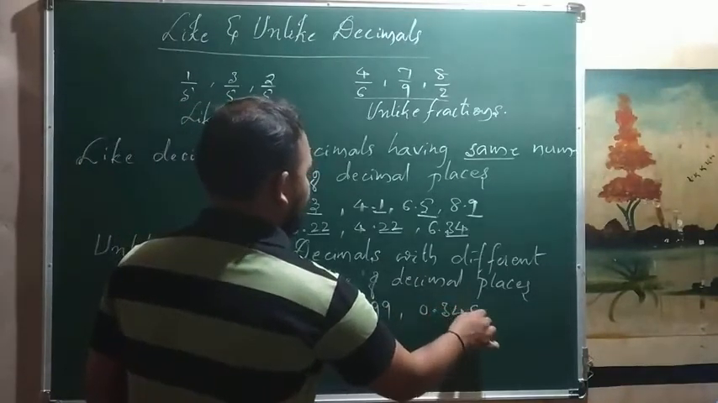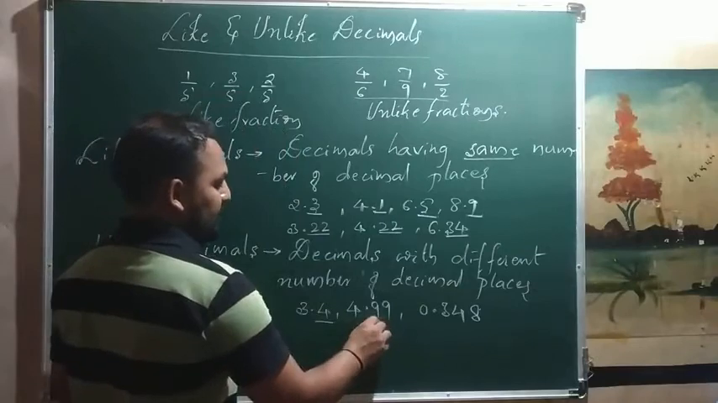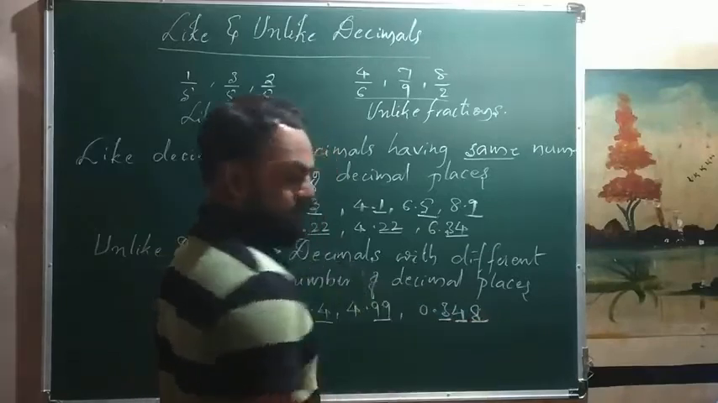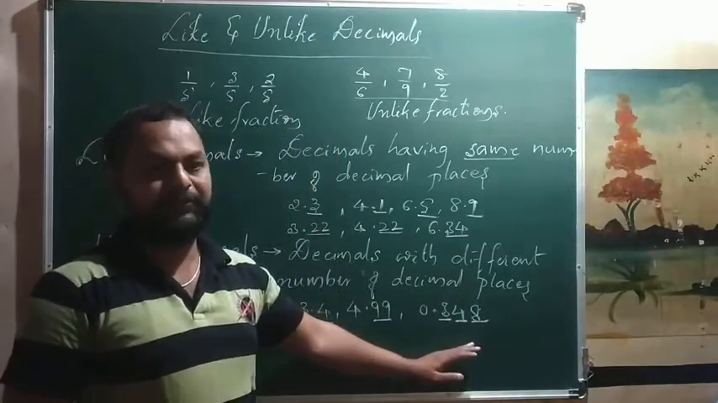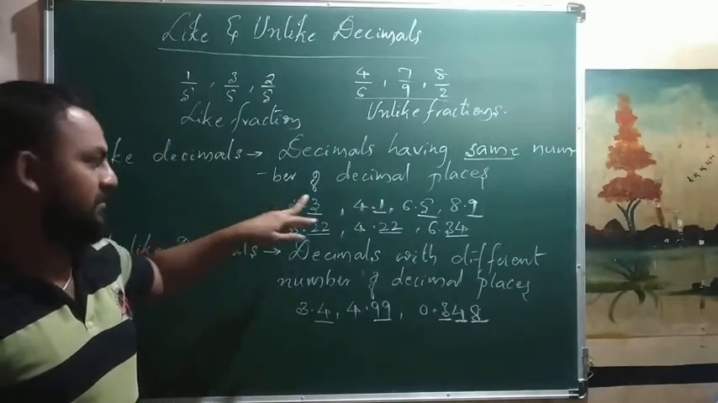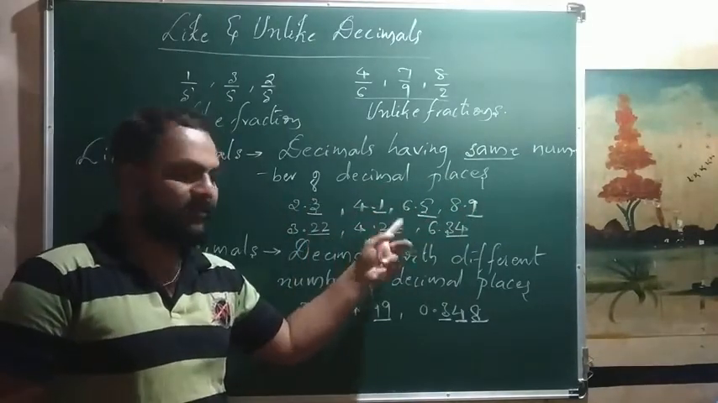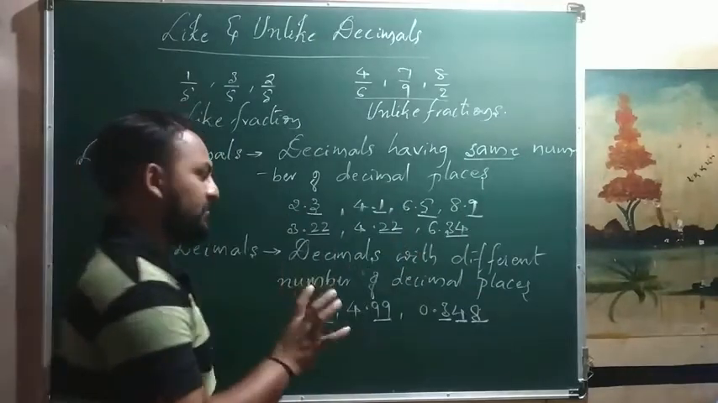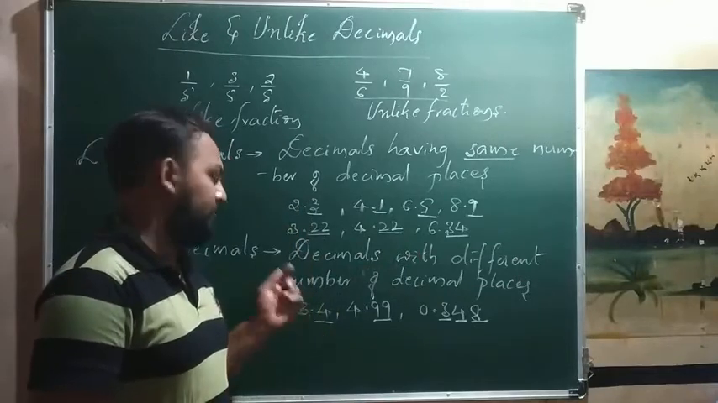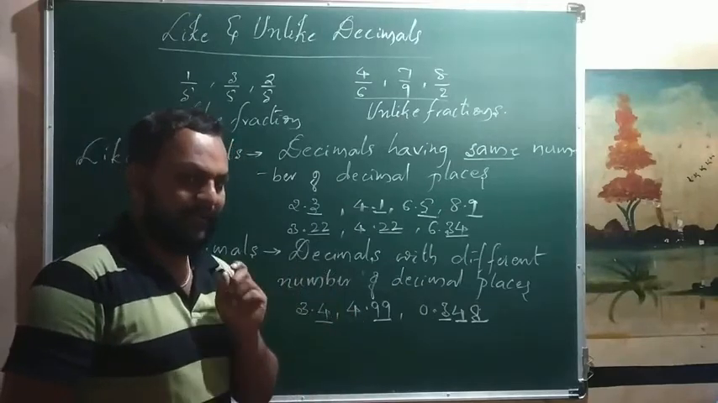3.4, 4.99, 0.348. These have different decimal places. Here only the tenths place, here tenths and hundredths, here tenths, hundredths and thousandths place. These are all different decimal places. Same decimal places means like decimals. Different decimal places means unlike decimals.